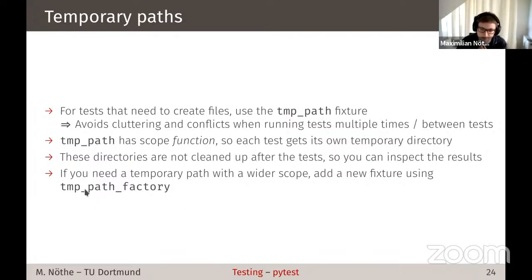And then there is this temp path factory, where when you need a temporary path fixture for more than one test, you want to test several things together in the same directory, you can create temporary paths that have a different scope than the default function scope.